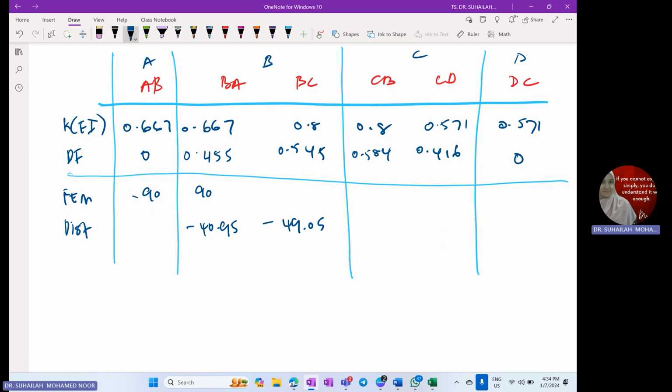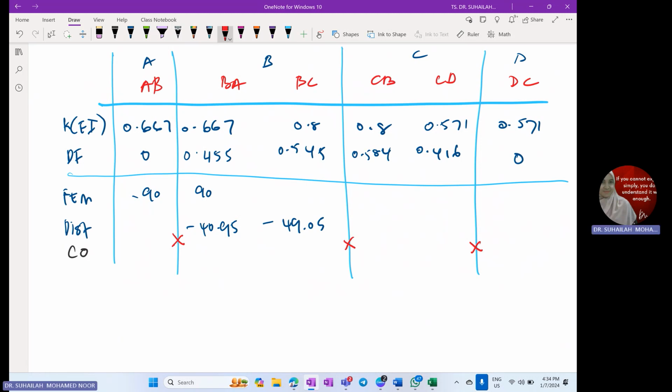Next is carry over. For carry over, we have to carry the value. The value must cross the boundary. So this is the boundary.